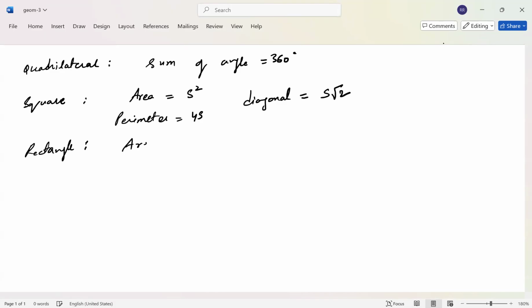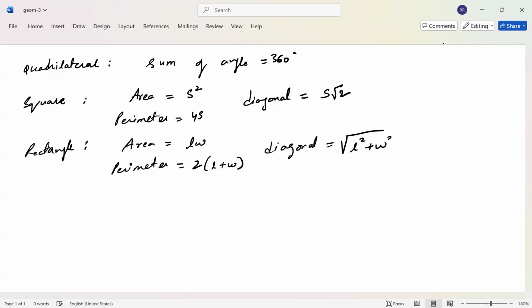A rectangle, area is equals to length into width. Perimeter equals to 2 times of L plus W. Diagonal you can find out by using root over L square plus W square. Rectangle, opposite sides are equal and all angles would be 90 degrees. So all angles 90, opposite sides are parallel and equal.